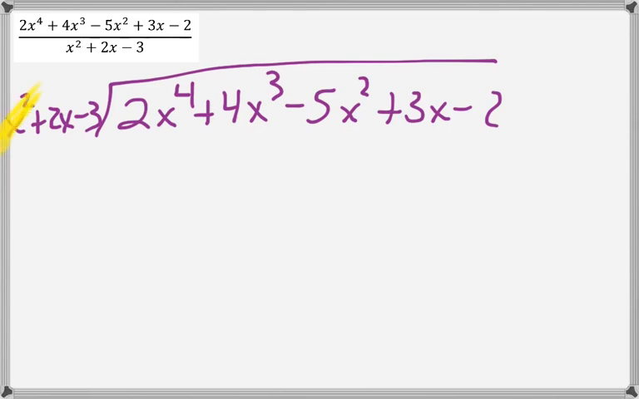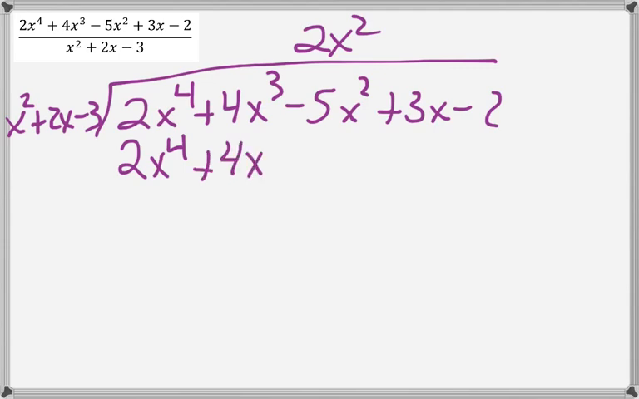Okay, so looking at the first term in each, we definitely need a coefficient of 2, and x squared times x squared would give us x to the 4th. So we need a 2x squared here, so that when we multiply it by the x squared there, we get 2x to the 4th. And we're multiplying that 2x squared by every term in the divisor. So we're also going to have 4x cubed minus 6x squared.